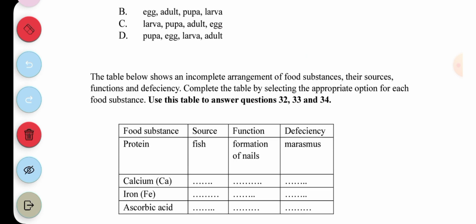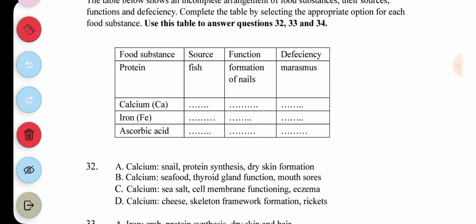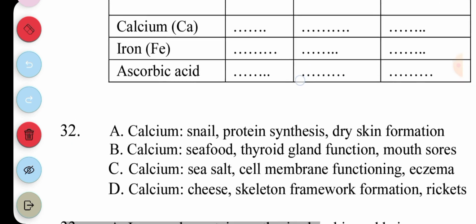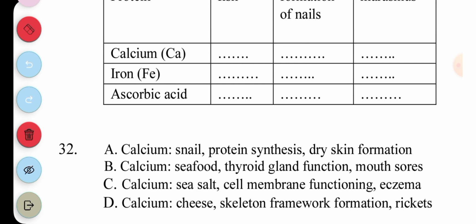The table below shows an incomplete arrangement of food substances, their sources, functions, and deficiency. Complete the table by selecting the appropriate option for each food substance. Use the table to answer 32, 33, and 34. So question 32. Carefully look at the options and see if the function and deficiency match calcium. The answer is actually D. Calcium, cheese, builds a skeletal framework and prevents rickets.